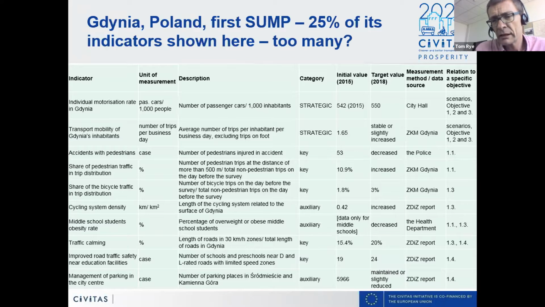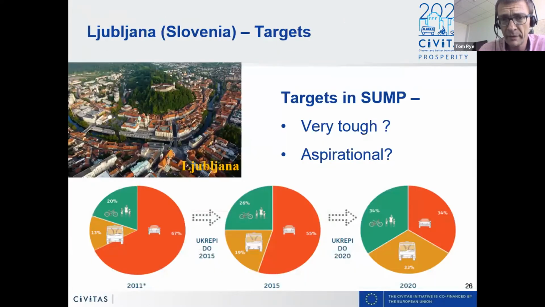So I think this is, I can understand why Gdynia did this. It's good to have the comfort of data, or one feels comfortable with more data. But actually, this is probably too much data. And because there's so much data, it will actually be hard to show progress towards objectives, because some indicators related to one objective might move in one direction and some in another. So, especially in an initial SUMP, I think it's important that one doesn't feel that one has to have, in this case, like 40 indicators. I would strongly suggest that that's just too many.